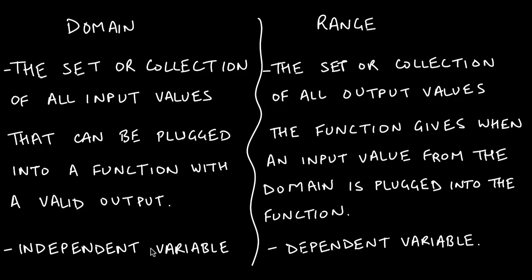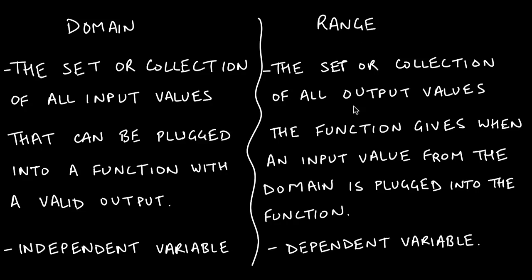It does not depend on anything else. So the domain is always the independent variable. The range, by contrast, is the set or the collection of all output values. And this is something you have to remember, the distinction between these two. The domain is the collection of all input values.